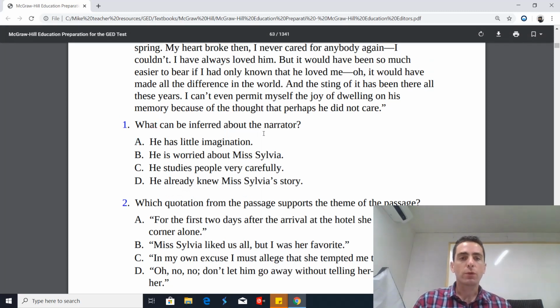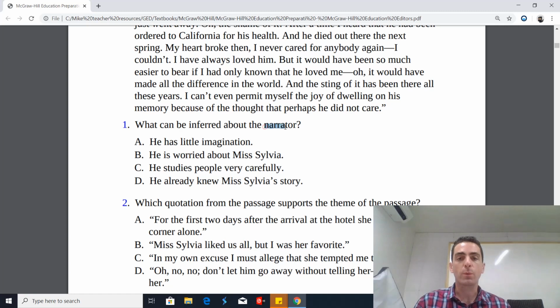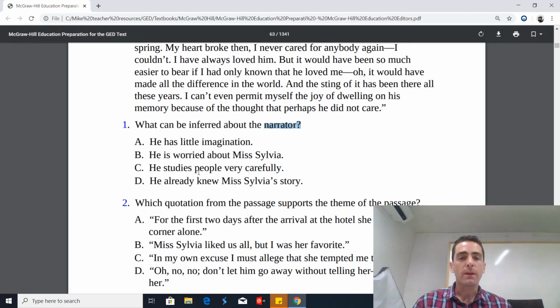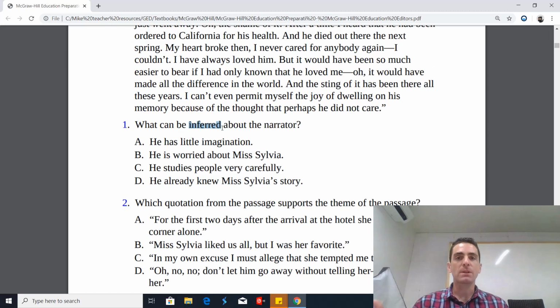Okay, so 2 words here that we need to understand before we answer this question. The first word is narrator. And as you should know, if you're doing GED, the narrator is the teller of the story, the person who tells the story. And the second word is infer. What can be inferred about the narrator? So if we infer something, we make a guess about something based on available evidence.